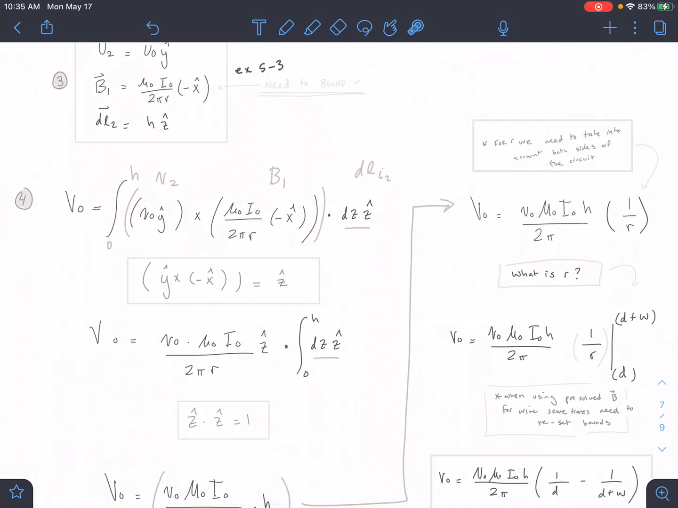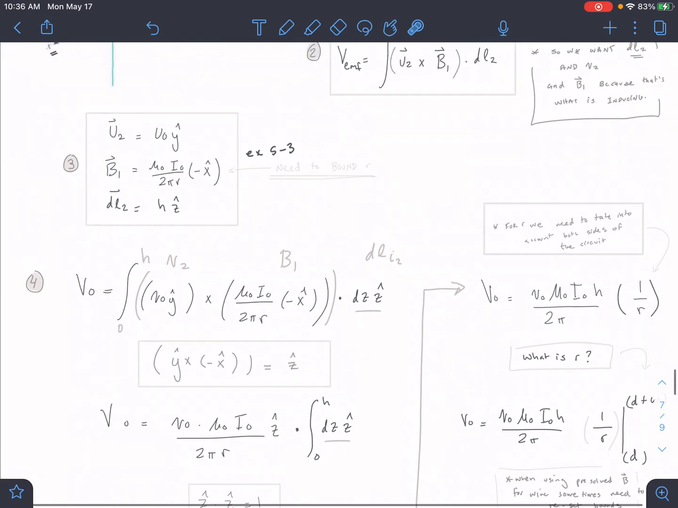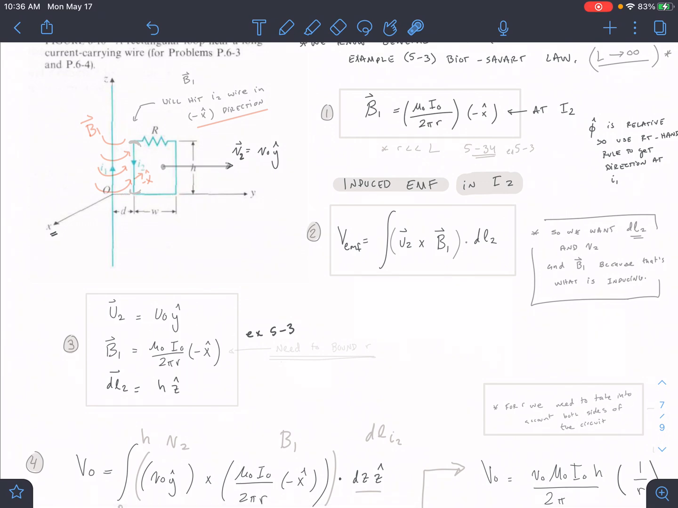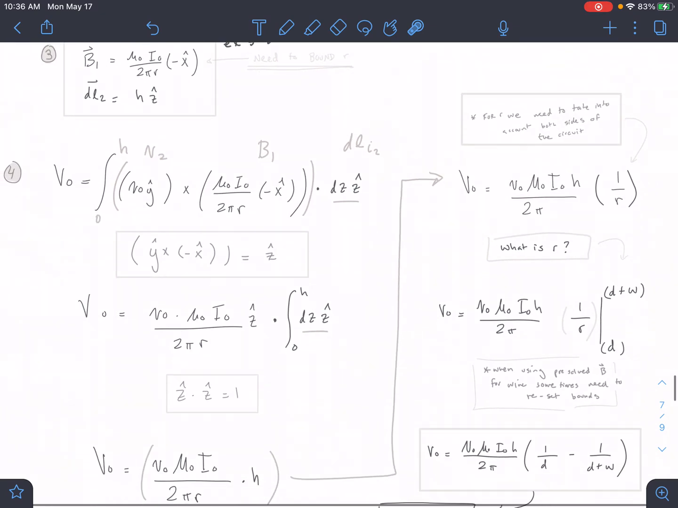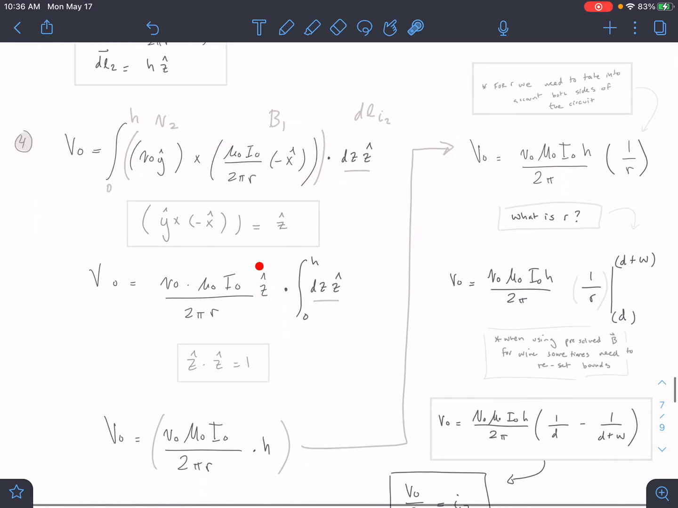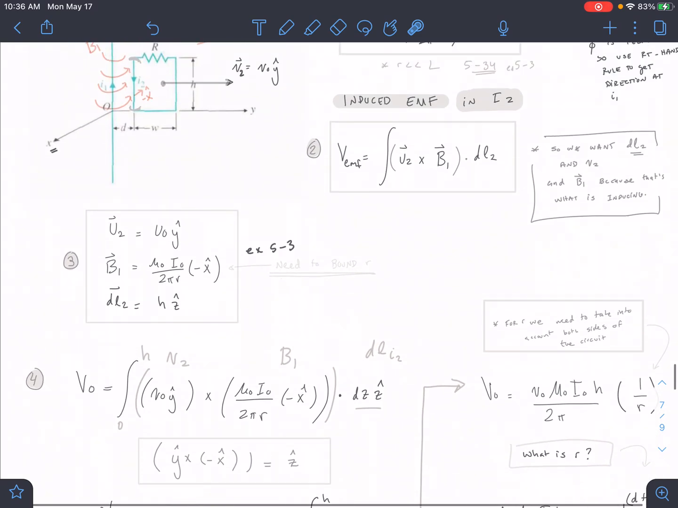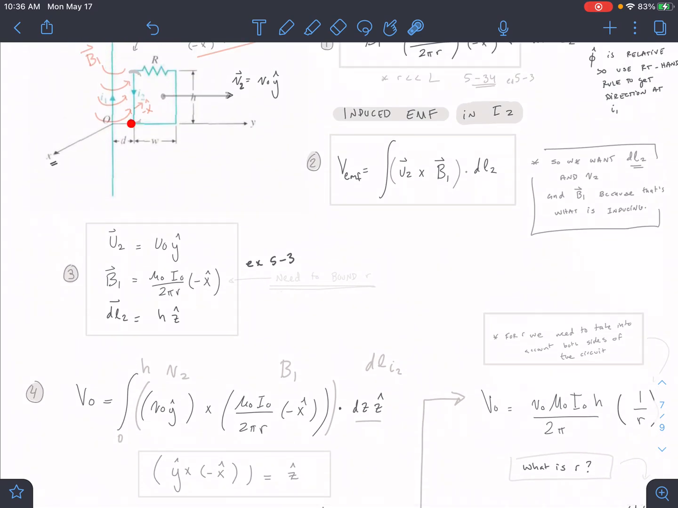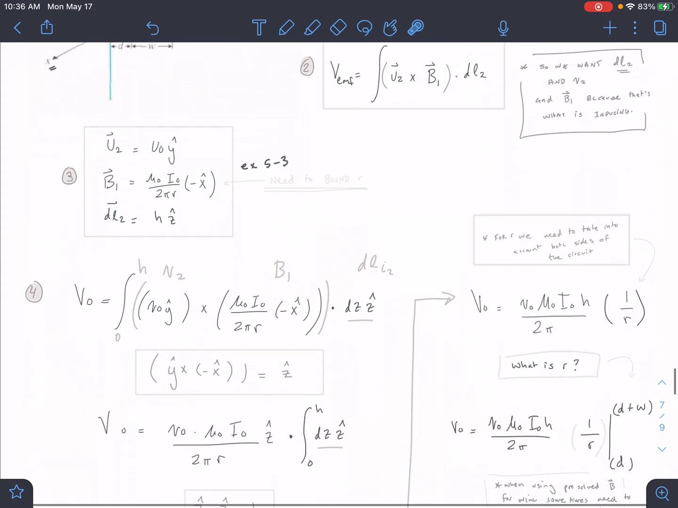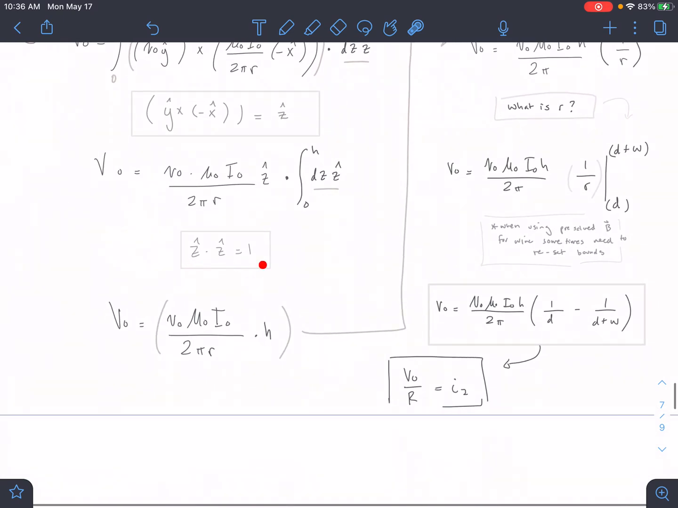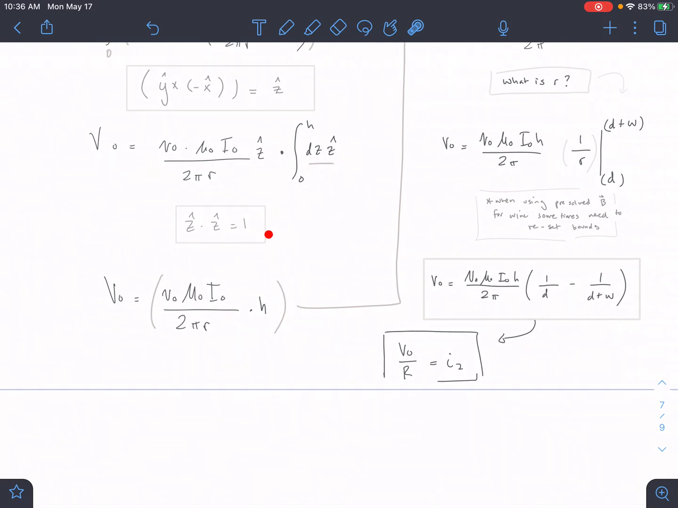Then we are going to simplify a little bit here. So we have y hat cross the negative x hat is going to equal z hat. If you have trouble visualizing that, you can just look at your coordinate system. So y hat crossed with the negative x hat, by the right hand rule, would be in the z direction. Okay, so now we have this piece simplified. So z hat dot dz in the z hat. And then the bounds for this dz, because it's this section for I2, are going to go from 0 to h. Okay, so we can drop out these z hat terms because dotted with each other, they're equal to 1. And then we end up with this for our v naught.